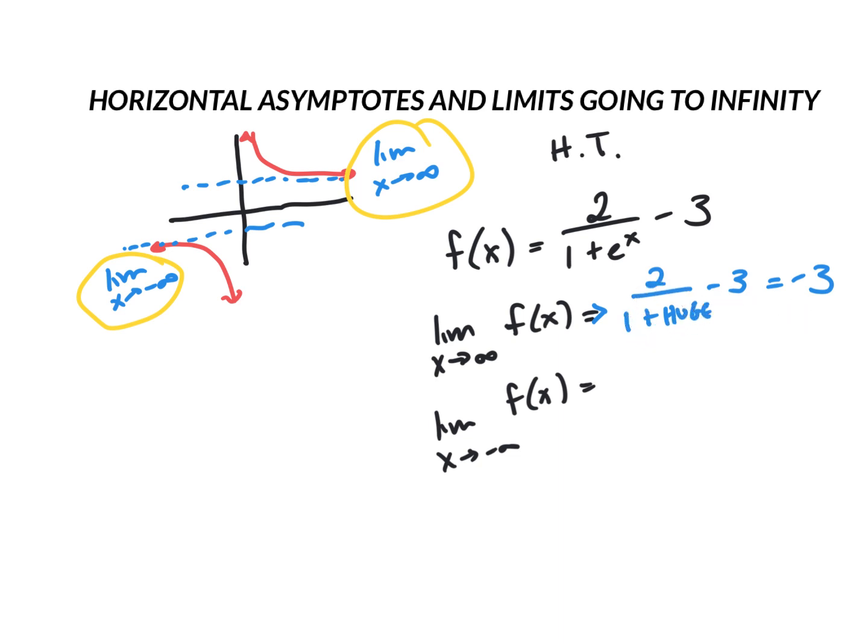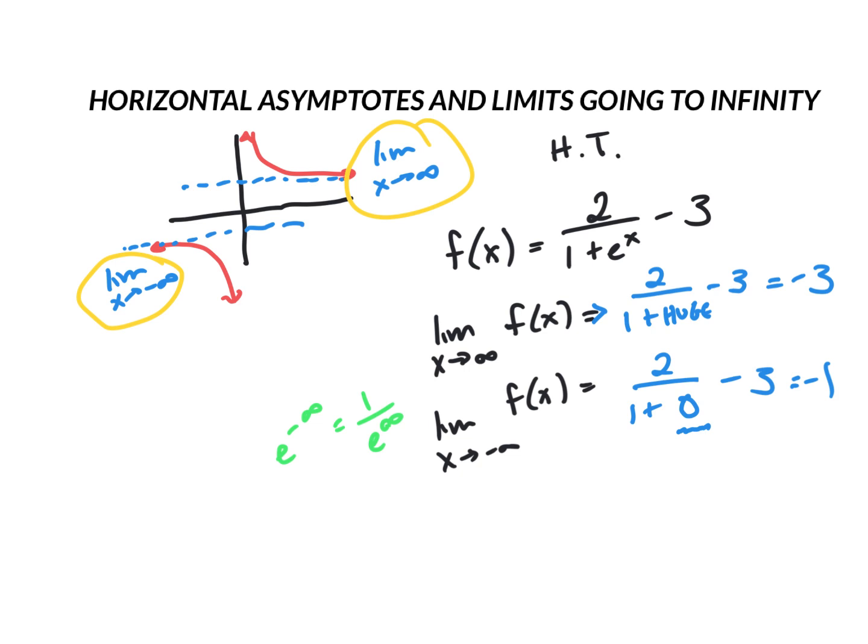Now going to negative infinity, we'd still have that 2, we'd still have 1 plus, we'd still have the minus 3. Now e to a negative infinity, remember, make a little note here, is the same as 1 over e to the infinity. That's what negative exponents do. Well, 1 over something getting really, really big is going to 0. I'm just going to put a little underline there because it's not 0, it's just going to 0. Well, 2 over 1 plus almost 0 is 2. 2 minus 3 is negative 1.